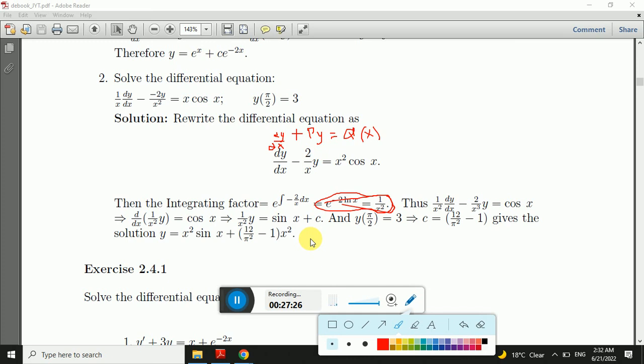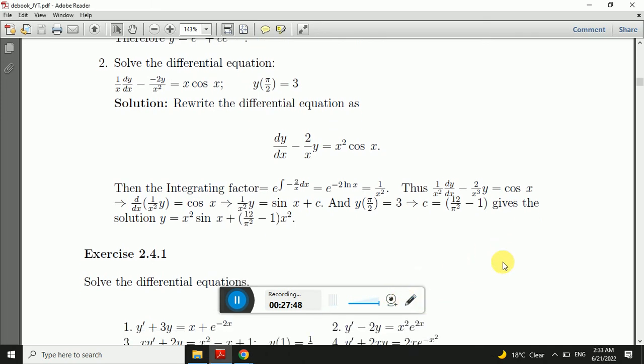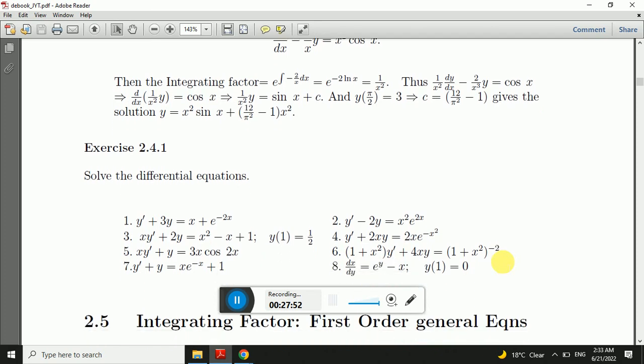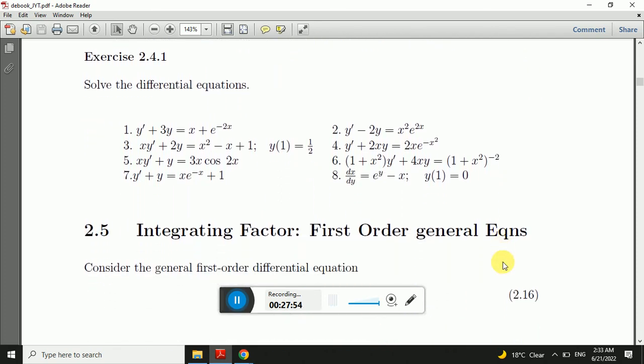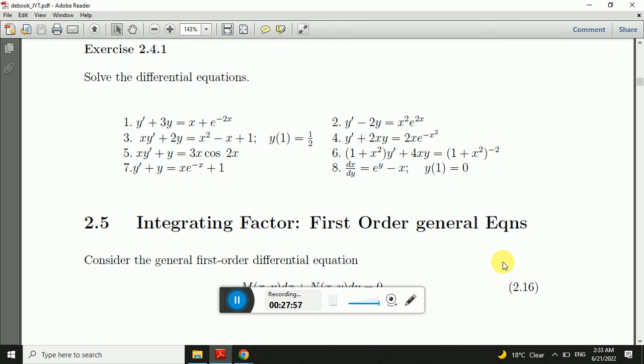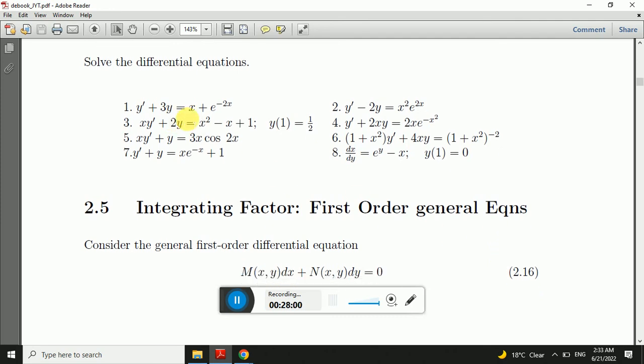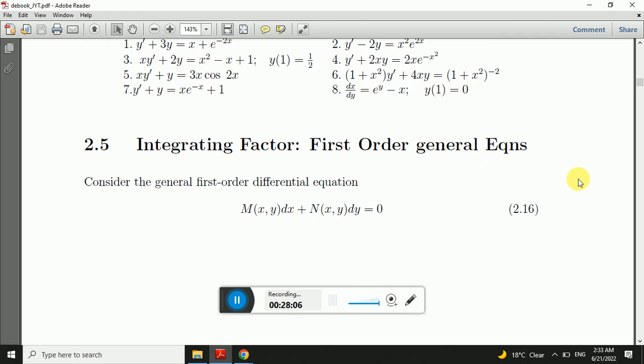That's the method of using the integrating factor to solve first order linear differential equations. Take your time, go through these two examples, discuss with a friend, make sure you understand, and after, you can now embark on trying these exercises. I'm going to give you an assignment, but the questions in the assignment are going to come from these exercises.